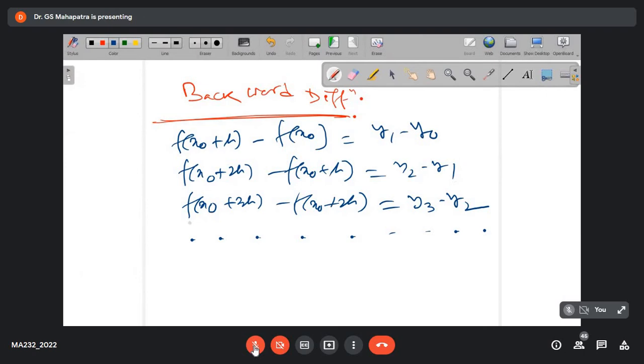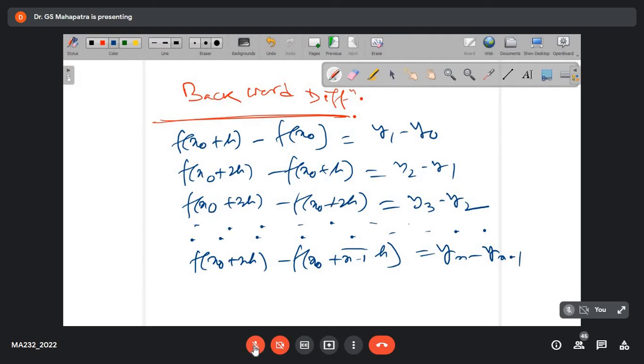Finally, the final form, if there are n of them, is f of x0 plus nh minus f of x0 plus (n minus 1)h, that is y_n minus y_(n-1). Fine, so these are the differences. If the notation is nabla y1 instead of del y1, this is called backward differences: nabla y1, nabla y2, nabla y3, and the final one is nabla yn.